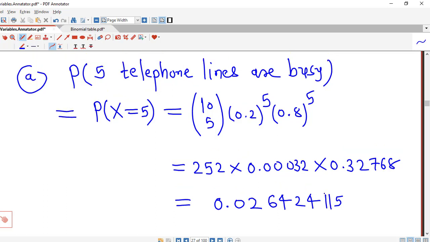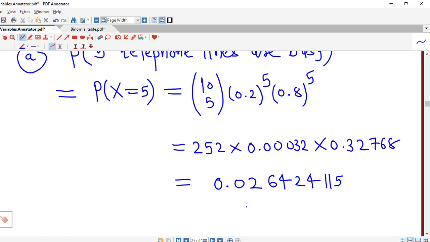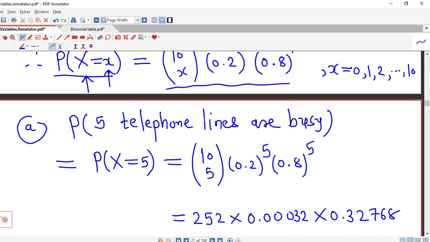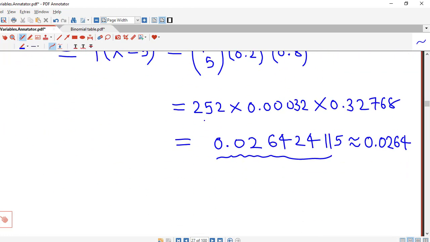So the probability that 5 telephone lines are busy is this one, 0.026424115, or if we round off up to 4 decimal places it is 0.0264. So we have obtained the probability of 5 busy telephone lines using the probability mass function formula and a scientific calculator.